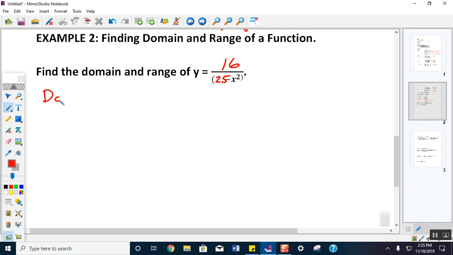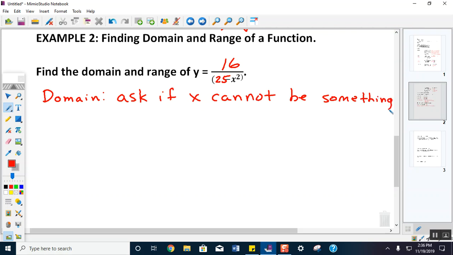But we have to ask ourselves today this. When we're dealing with domain, this is what I tell kids to do all the time. When you're ever dealing with a domain, always ask yourself, ask if x cannot be something. And when I say this, kids, we always want to get real values out. When I input a real value, I want to get the output of a real value.